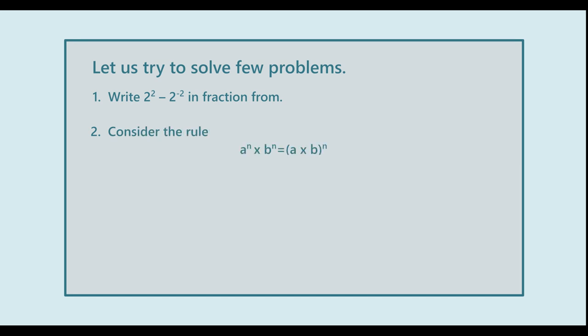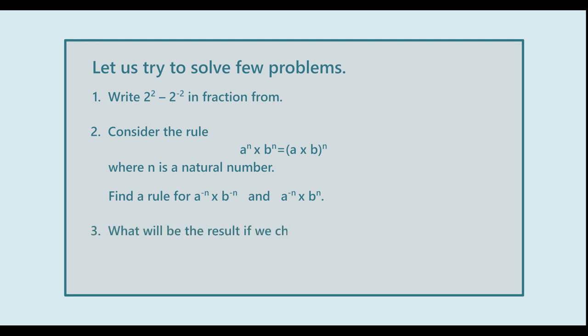Consider the rule a raised to n into b raised to n, which is equal to a into b whole raised to n, where n is a natural number. Now, try to find a rule for a raised to minus n into b raised to minus n, and similarly for a raised to minus n into b raised to n. What will be the result if we change n by minus n in the rule a raised to n whole raised to m is equal to a raised to n into m? Try. Keep exploring.